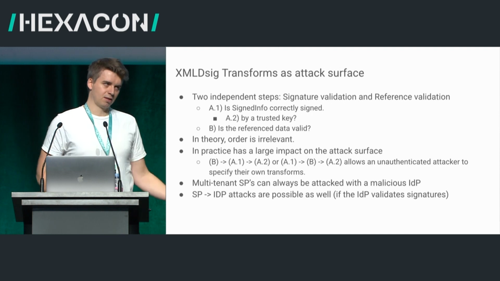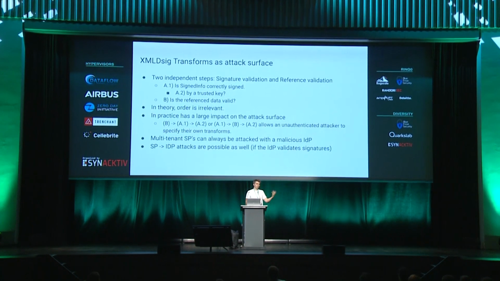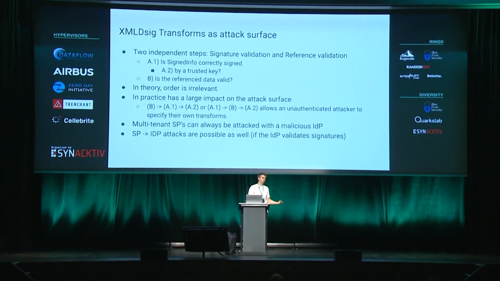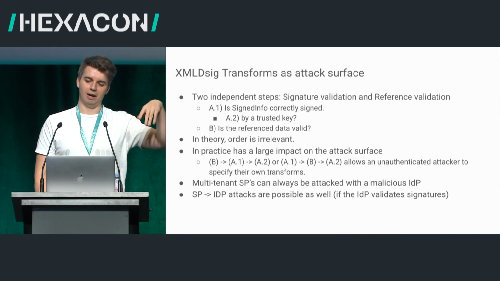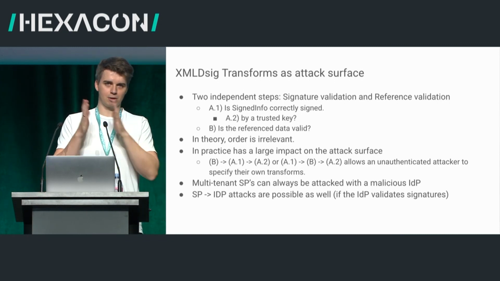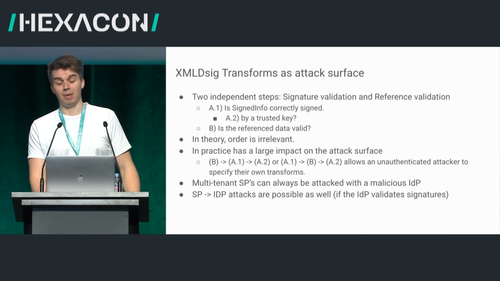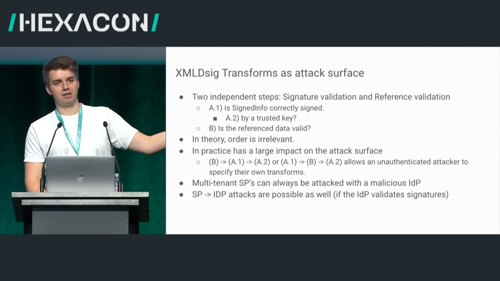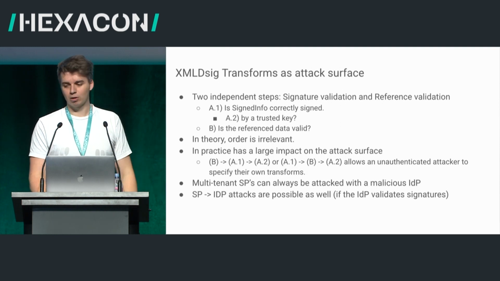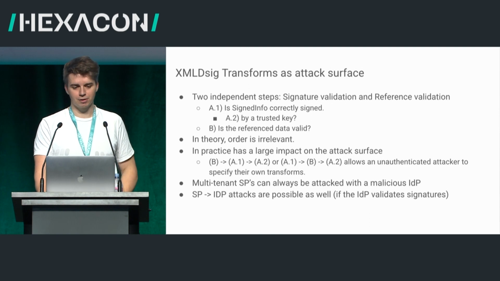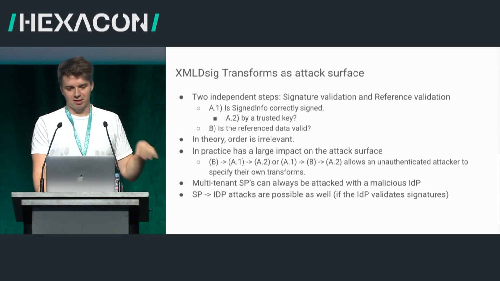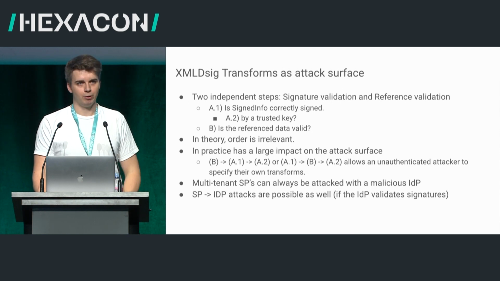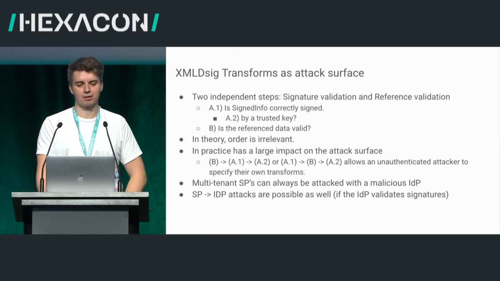And the interesting part, and this is why this is becoming more relevant for cloud, if you have a multi-tenant service provider where customers can provide their own identity providers, this is always part of your attack surface, right? Because I can just configure my own malicious identity provider and they can always survive the signature validation step. So regardless of the ordering, you will be able to attack this. And also interesting, because identity providers are kind of valuable, service provider attacks in the direction of the identity providers are also possible if the IDP actually validates signatures. So in practice, this is basically part of the attack surface for pretty much anything we care about. So let's look at some bugs you actually find when you poke at this.